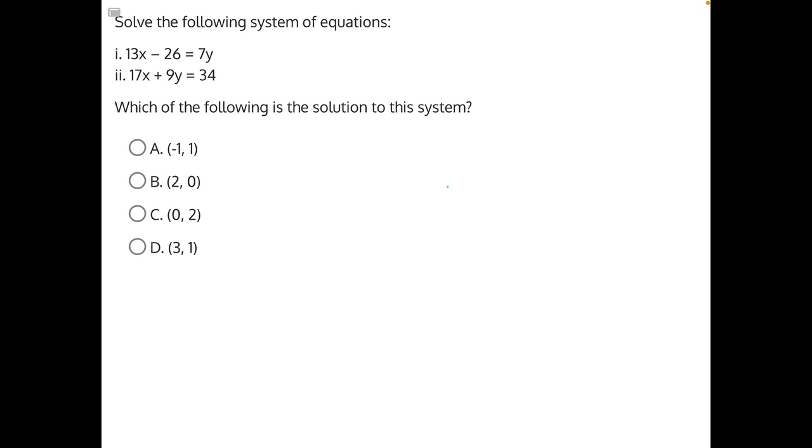Solve the following system of equations. Which of the following is the solution to this system? To solve this question, you could either use substitution, elimination, or guess and check if we have to. Let's check if we can use substitution.